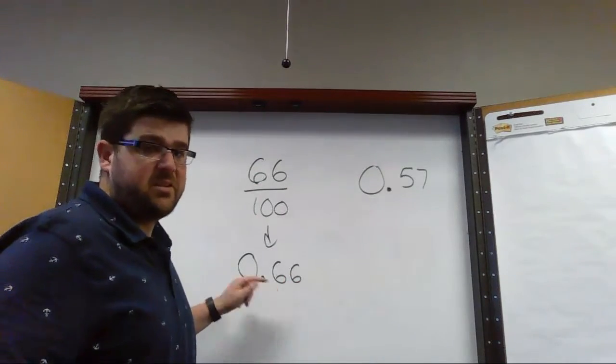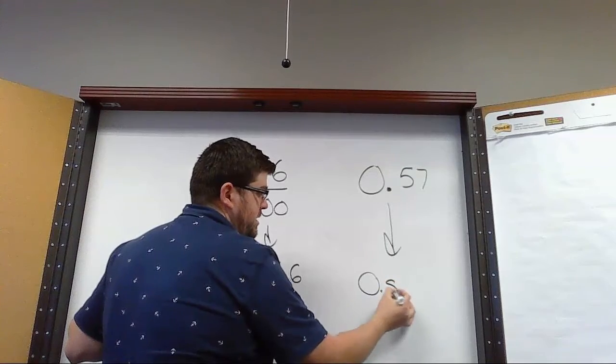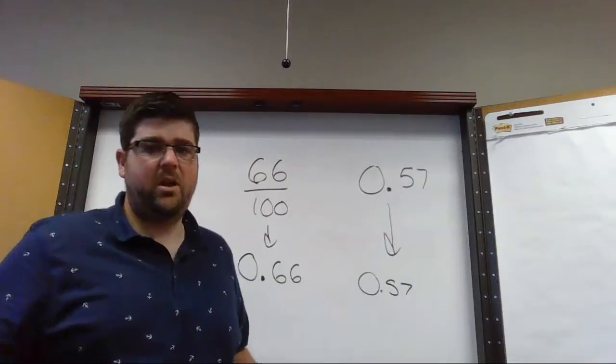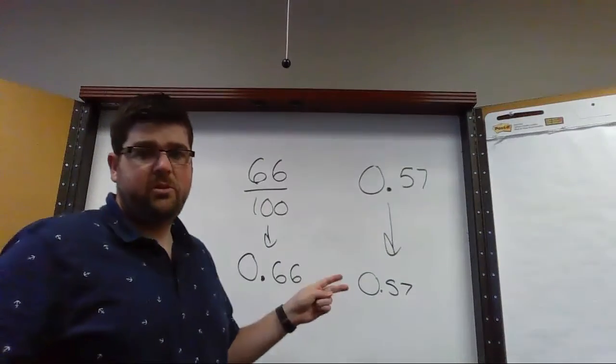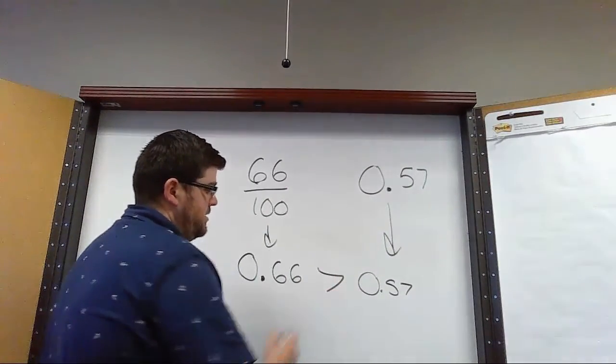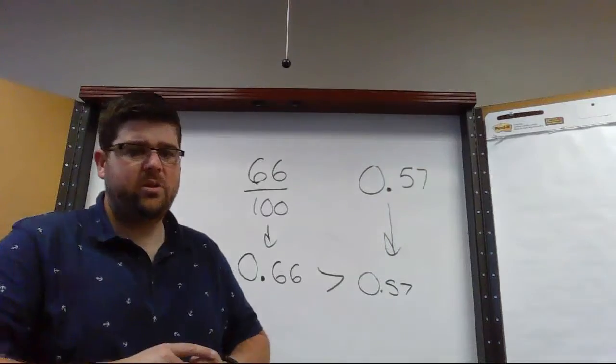So here I have 66/100ths, and I am comparing that to 57/100ths. So now it's a piece of cake. Which one's bigger? Which one's less than, greater than, equal to? And it's easy to see that 66/100ths is greater than 57/100ths.